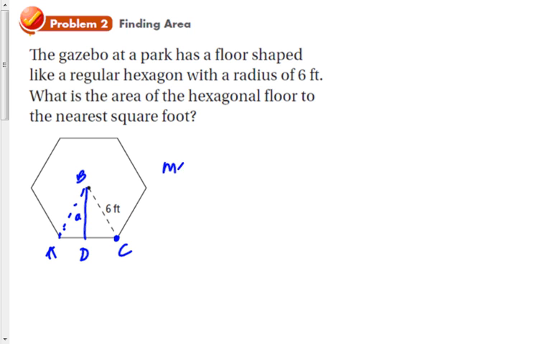The measure of angle B is 360 divided by 6, which is 60. And this is also 6 because that's an isosceles triangle. So there's actually an equilateral triangle in there. And that tells us that AC is 6, so DC is half of that, which is 3. The other thing we know about equilateral triangles is all the angles are 60 degrees. So we know this angle here is 60 degrees.